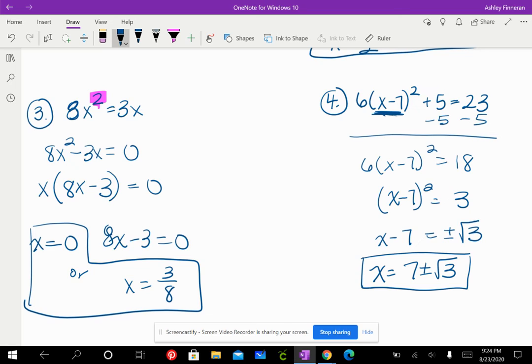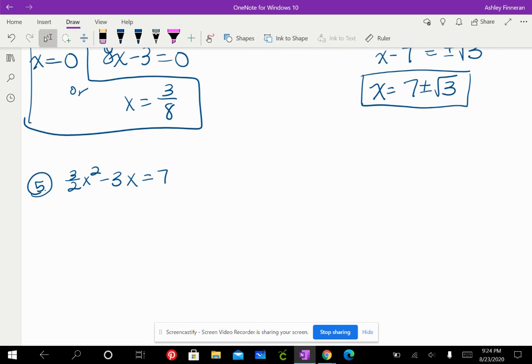You pretty much shouldn't be using a calculator at this point. There's not much you need a calculator for. So you should just be doing this by hand. And then the last one, notice this is in standard form, and you can't just isolate x by undoing operations or inverse operations. So I'm going to set it equal to 0.